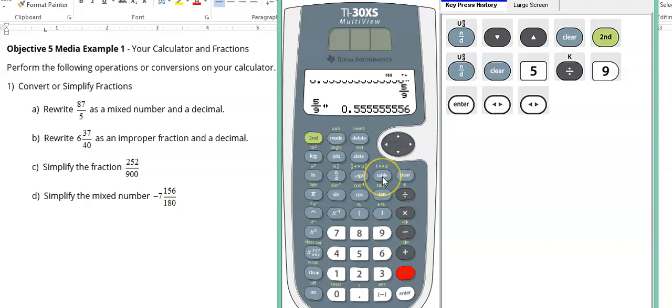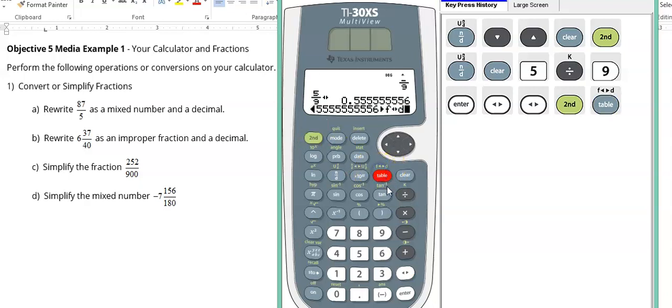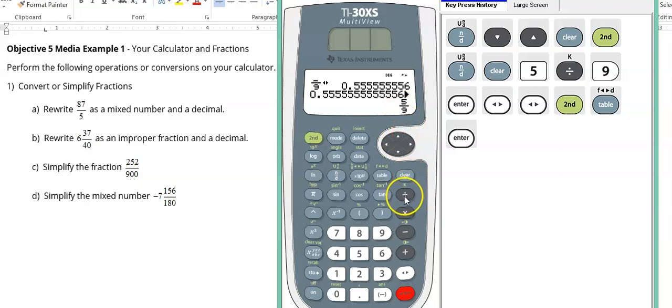There's also another button here, second, right here it says F to D. That also converts between fractions and decimals. Okay, so those are some basics. Now let's look at these problems. So I'm going to clear this out.